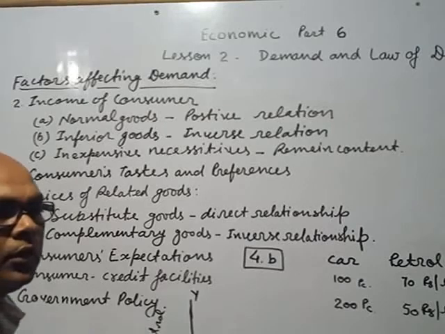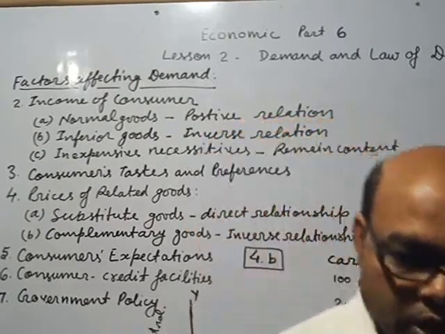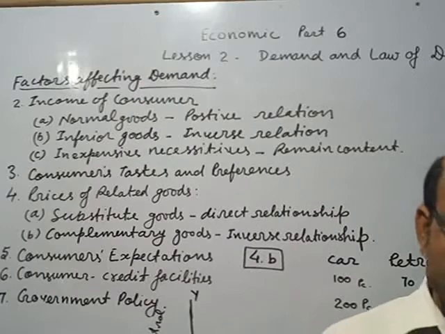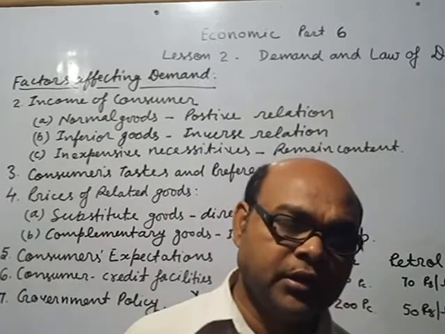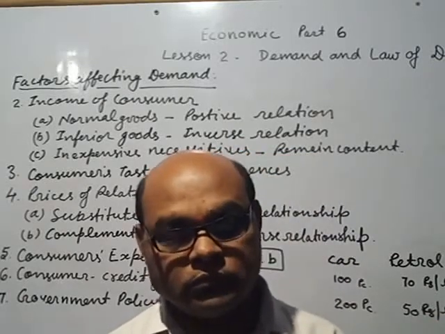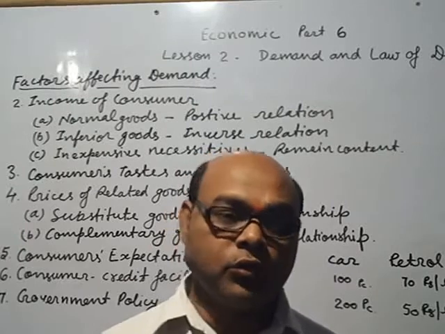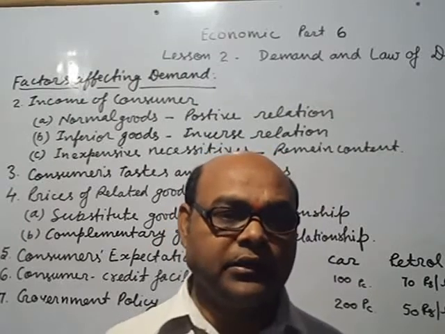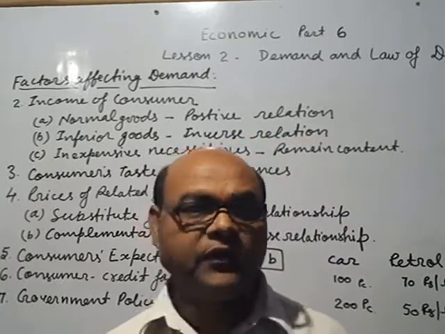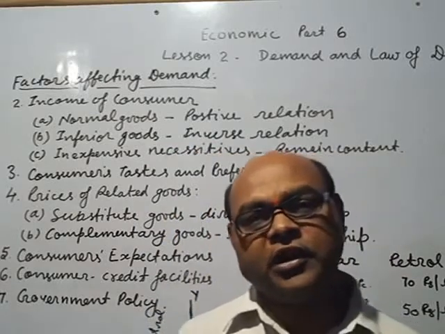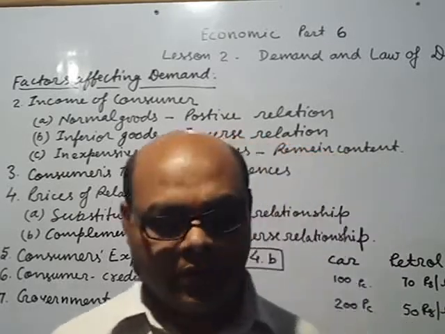Government policy also affects demand. If the government makes a policy of higher tax rate, the goods will be costly and demand will fall down. When the government makes a policy of less tax, the goods will be cheaper and the people will make more consumption and demand will be more. So if the tax rate is high, the demand of that commodity will be low; if the tax rate is low, the demand of that commodity will be high. Thank you, students.